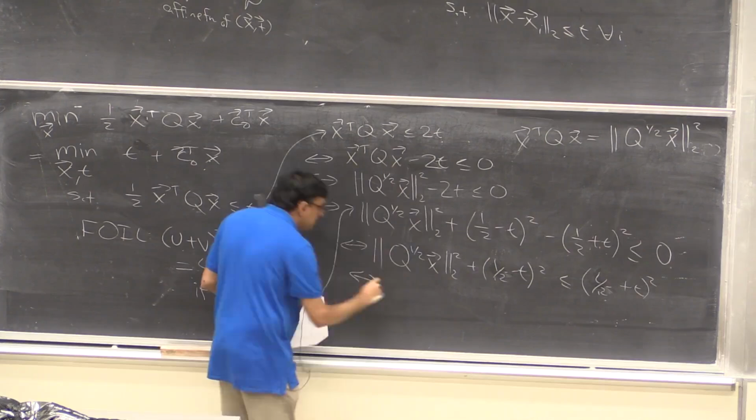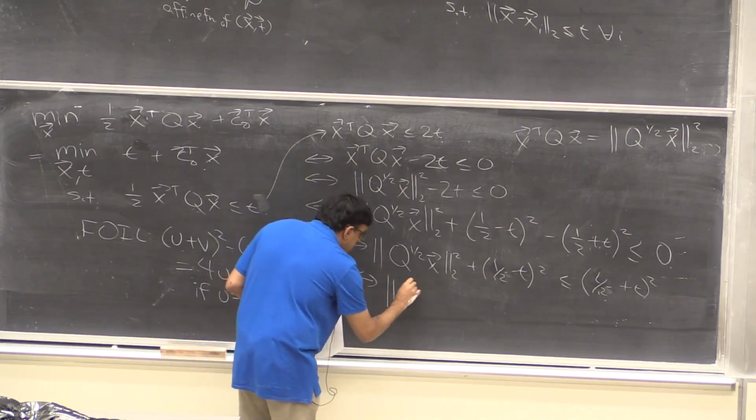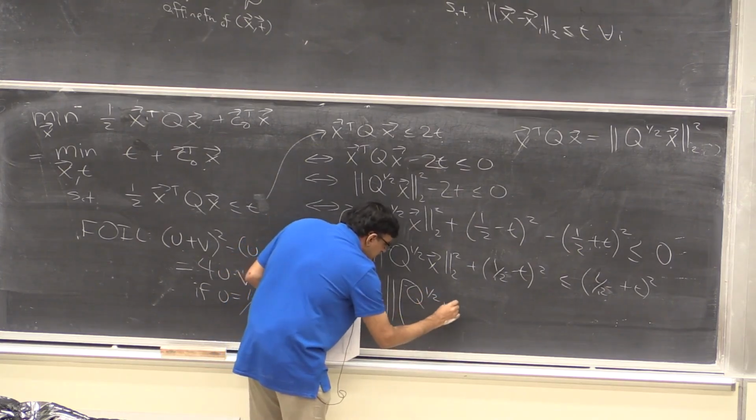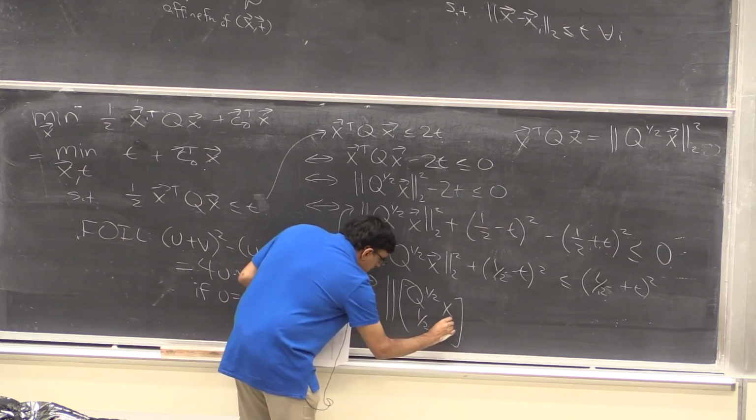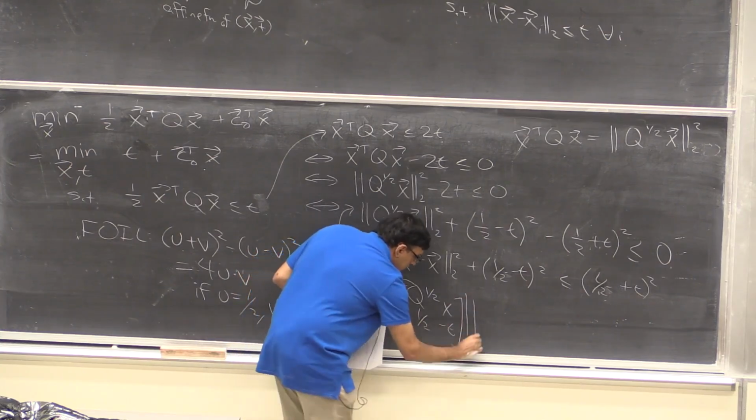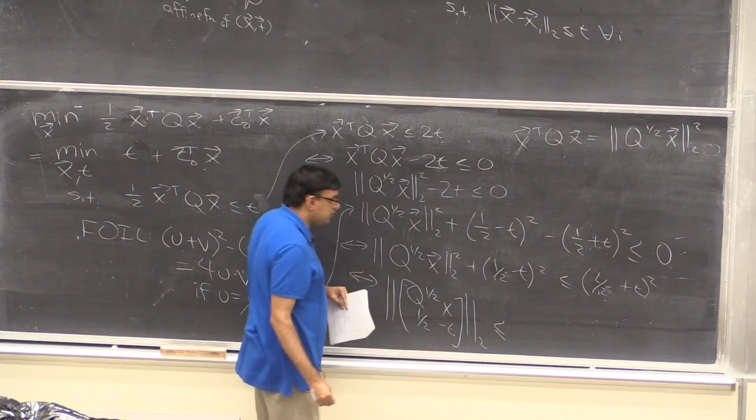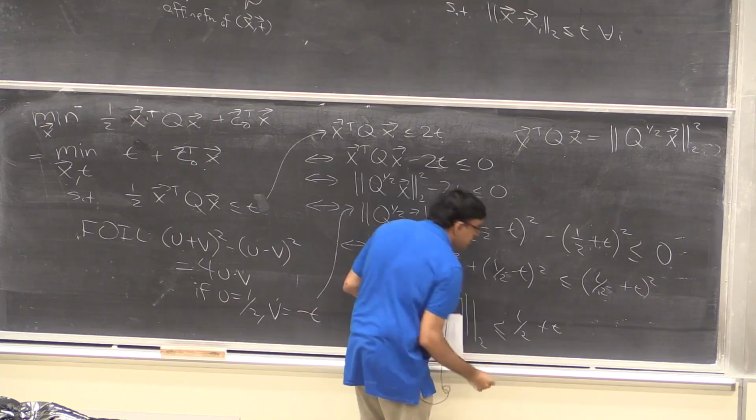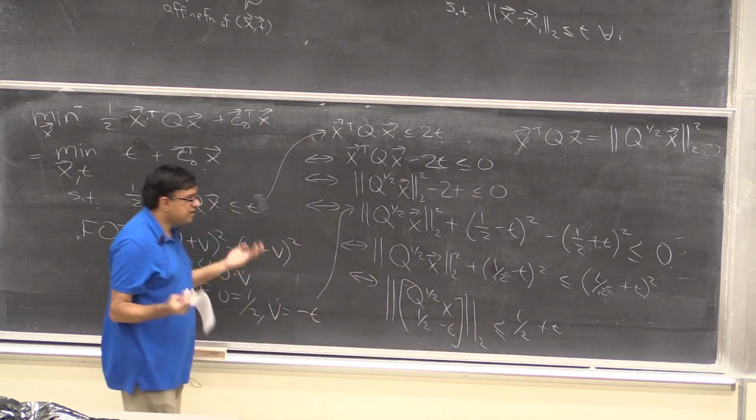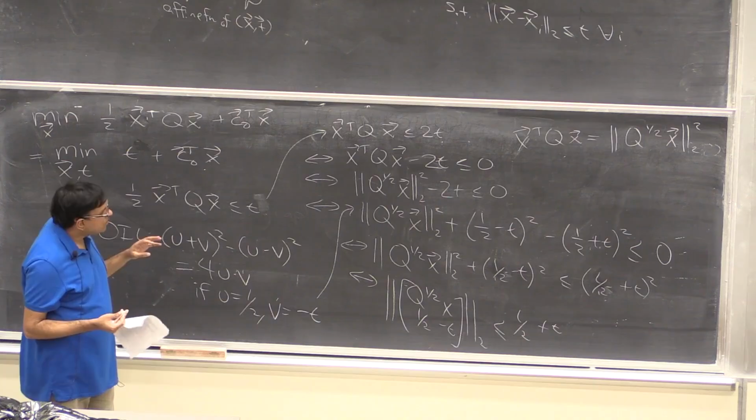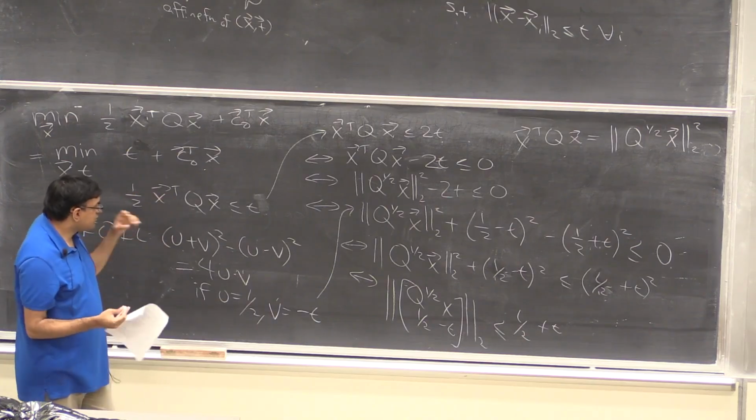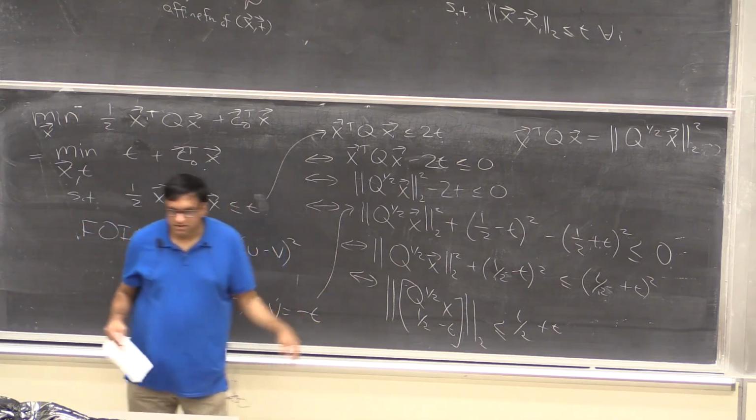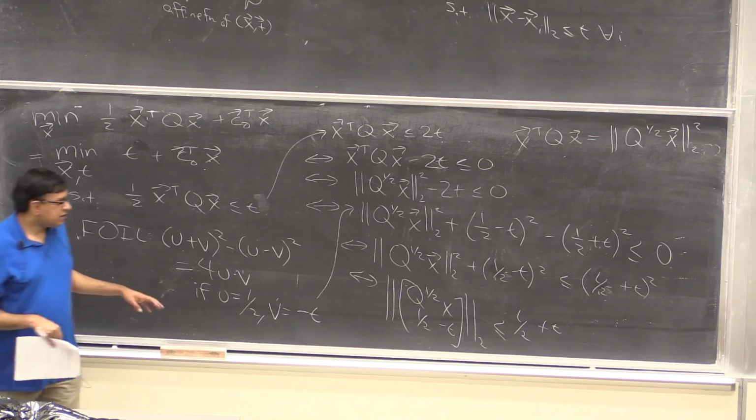So what is the square root of this thing? It's the two norm of this block matrix, Q square root x and then 1/2 minus t, less than or equal to 1/2 plus t. And the reason we can do that is because 1/2 plus t is always positive, because t is always positive, because x transpose Qx is always positive. And so the square root of that is only ever going to be a positive number.